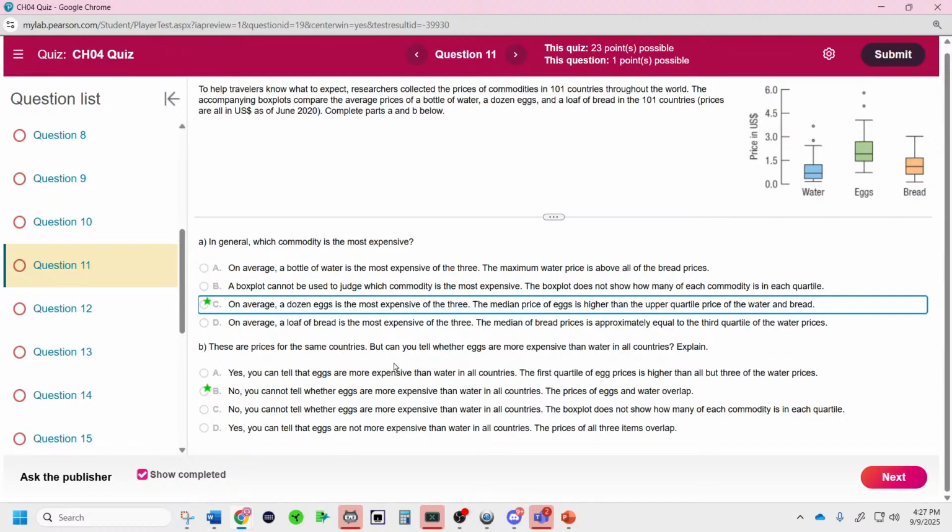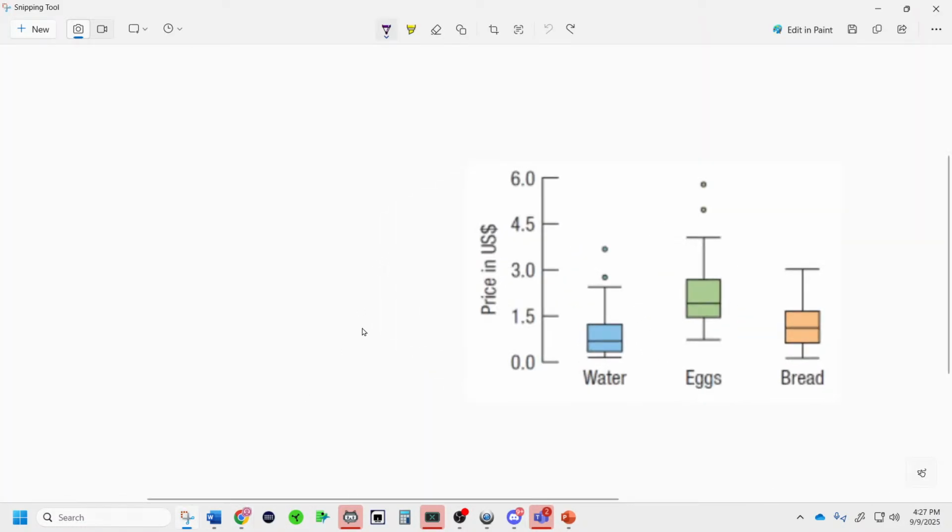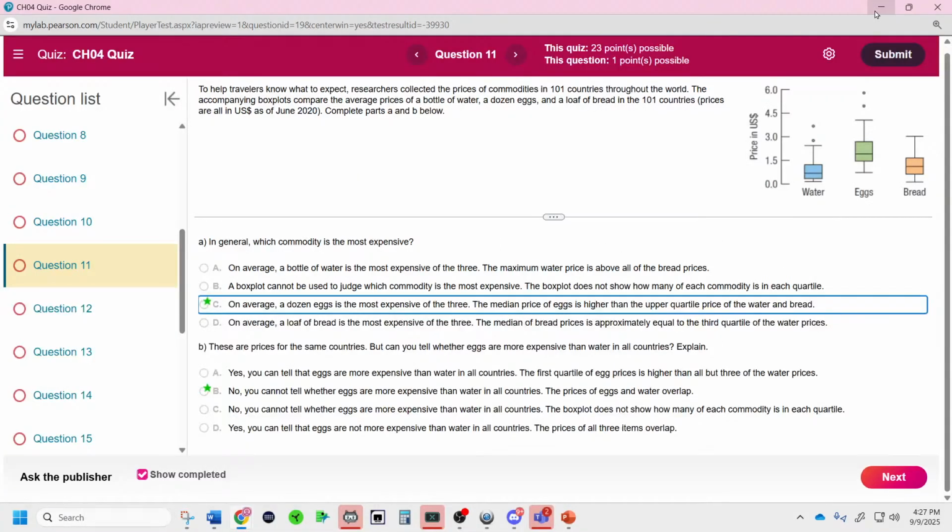These are prices from the same country, but can you tell whether eggs are more expensive than water in all countries? We can't really tell how these pair up, because we don't know if this country's eggs go with this country's water. You can't tell whether eggs are more expensive than water in all countries. The prices overlap, so we can't exactly know the one-to-one comparison. Not my favorite way of asking the question.